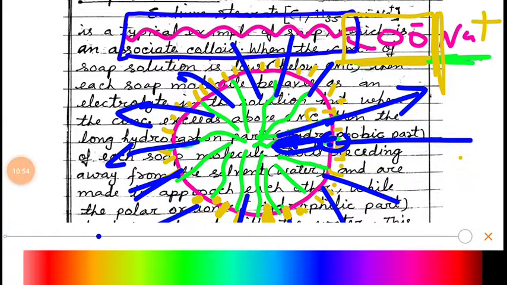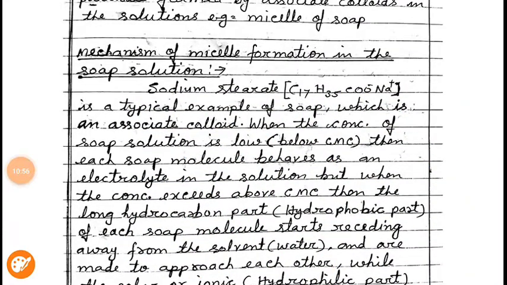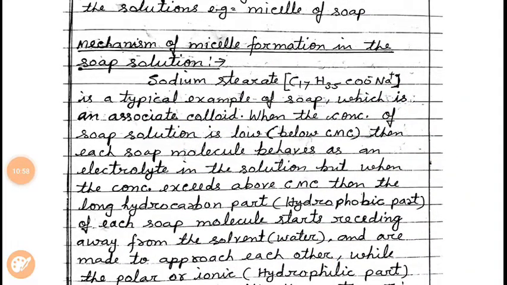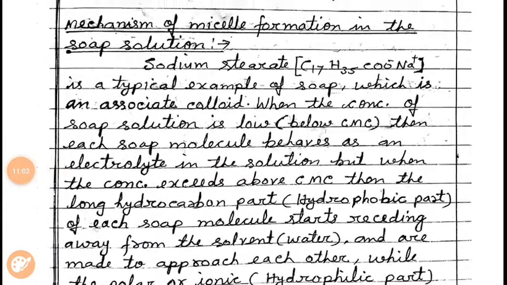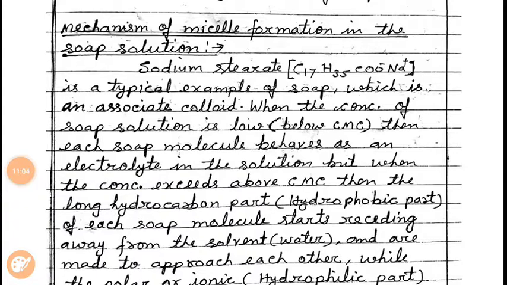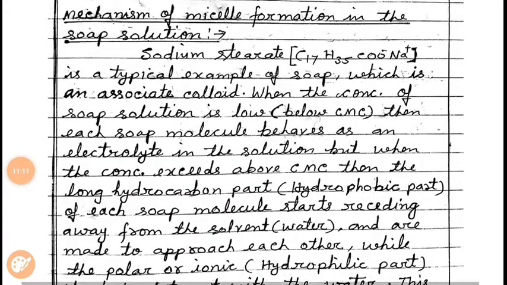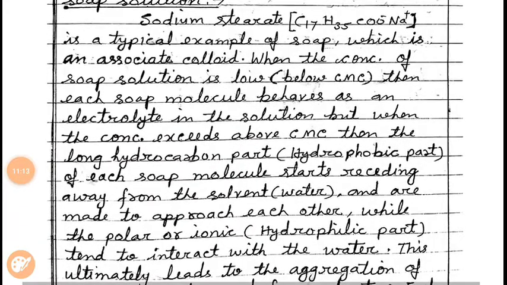Now we see the mechanism of the micelle formation in the soap solution. Sodium stearate, that is the best example. C17H35COONa is a typical example of soap which is an associated colloid. I already told you, when the concentration of the soap solution is low, below CMC, CMC means critical micellization concentration, then each soap molecule behaves as an electrolyte like COO minus and Na plus in the solution.